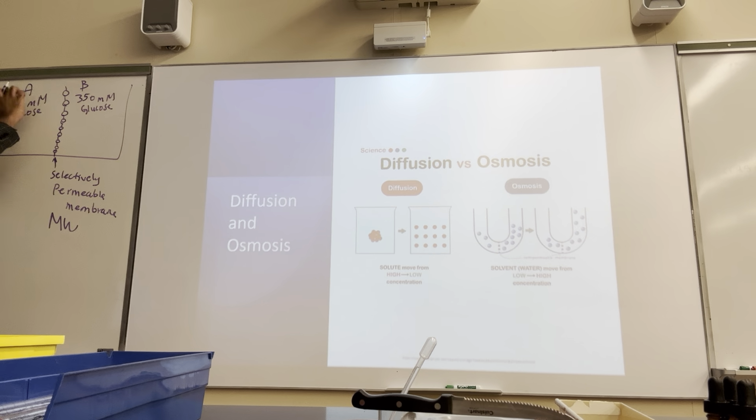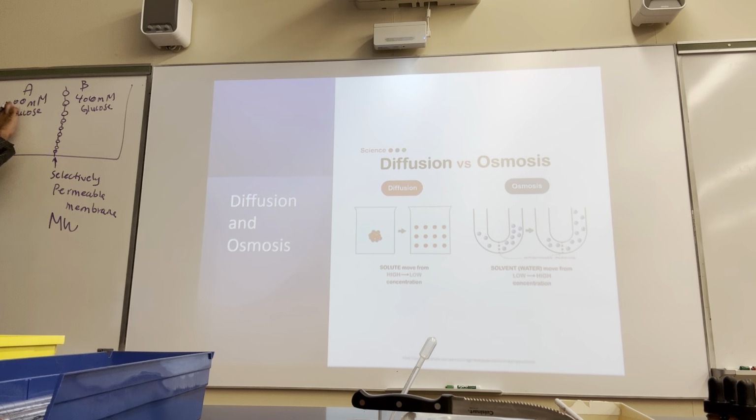Then another 50 is going to go to the other side. This is going to become 400. 50 is going to be added here. That's going to be 400 on both sides. Are we done now? Absolutely, because we have reached equilibrium. So diffusion is the movement of solute particles from an area of a high concentration to an area of a low concentration until equilibrium is reached. That is diffusion.